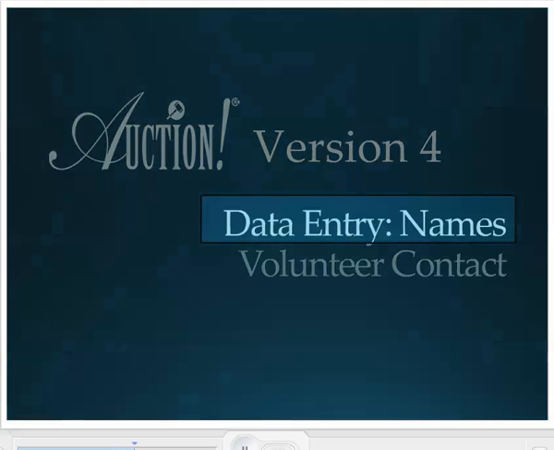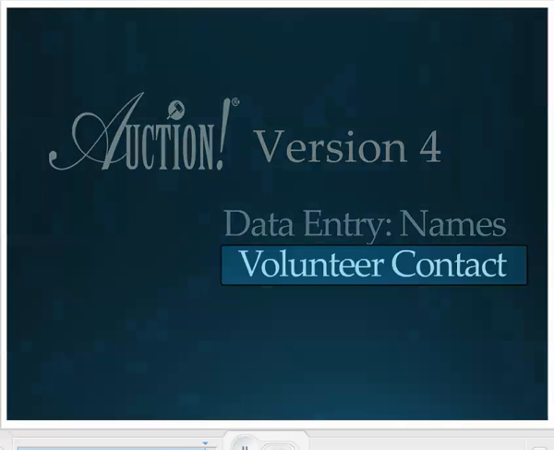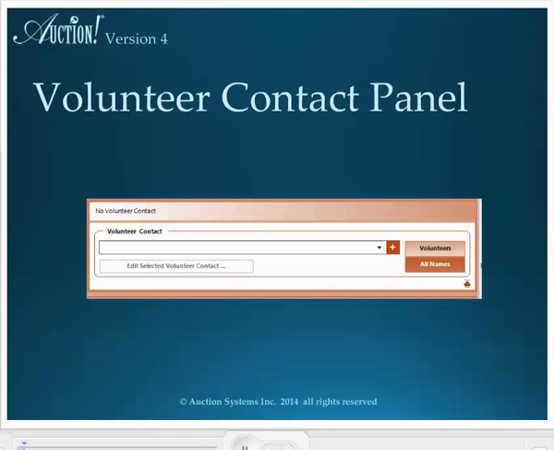In this tutorial, in the Data Entry Names series, I will show the Volunteer Contact Panel. The Volunteer Contact Panel is the fifth panel in the data entry form for names. This panel is used to track the person in your organization who either solicited a donation from the person or company in this name record, or invited this person or company to be part of your event.